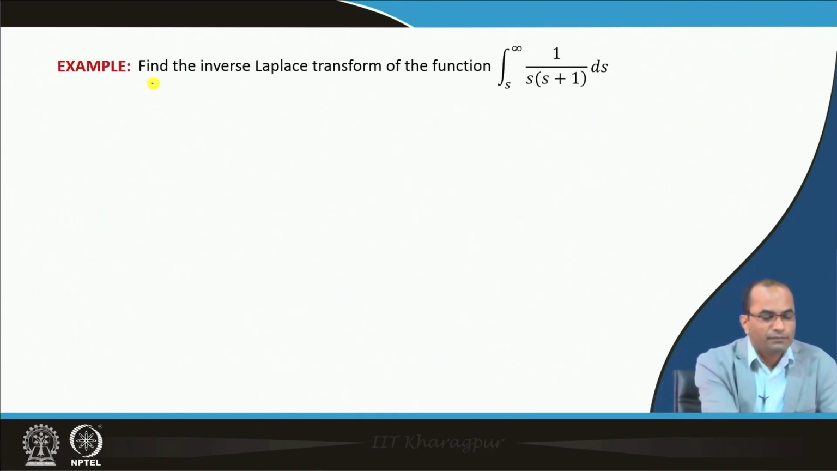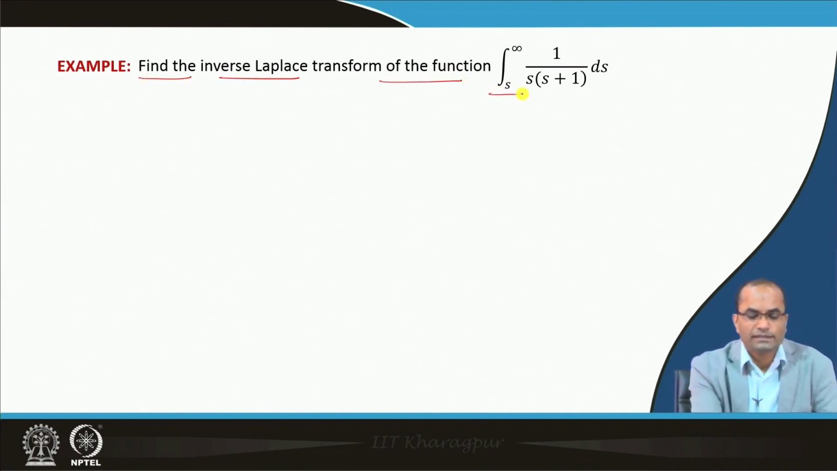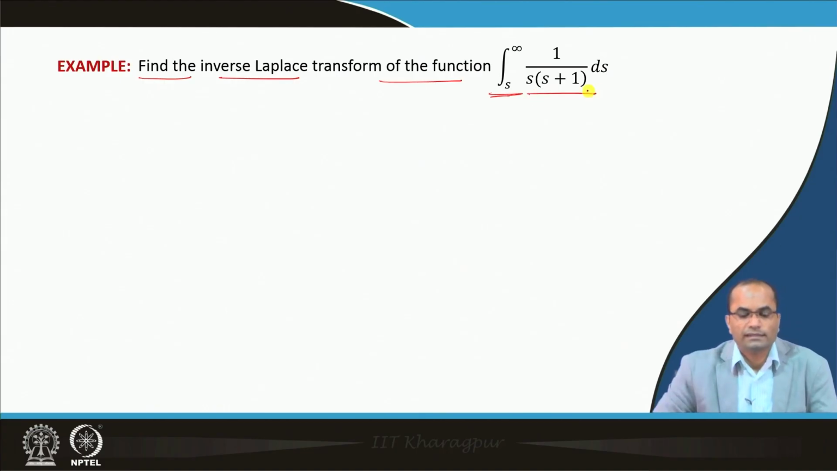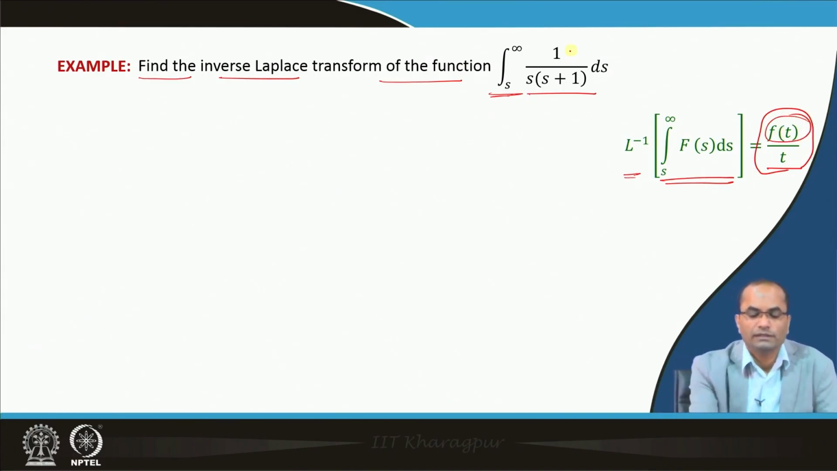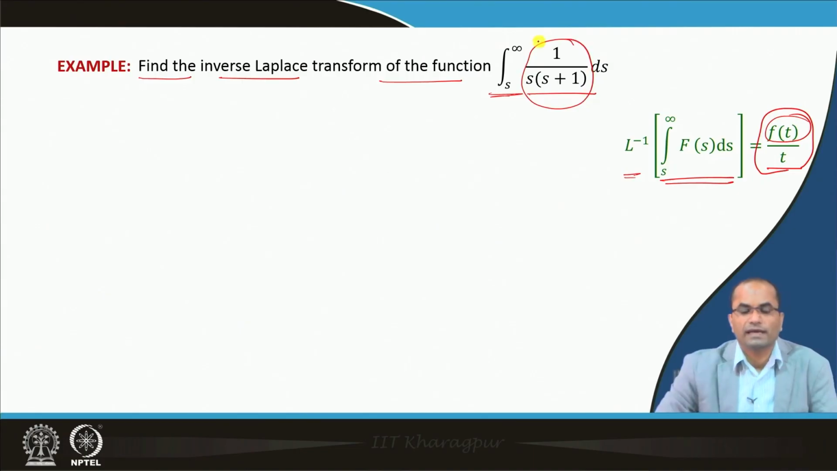So, now the next example, we have to find the inverse Laplace transform of the function integral from s to infinity of 1 over s plus 1 ds. That means, the inverse Laplace of this integral, we know this property. So, we need f(t)/t. So, what is f(t) now? That is the inverse Laplace of this integrand 1 over s plus 1.